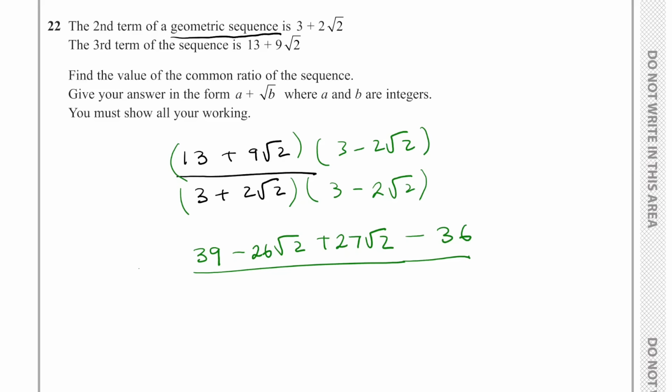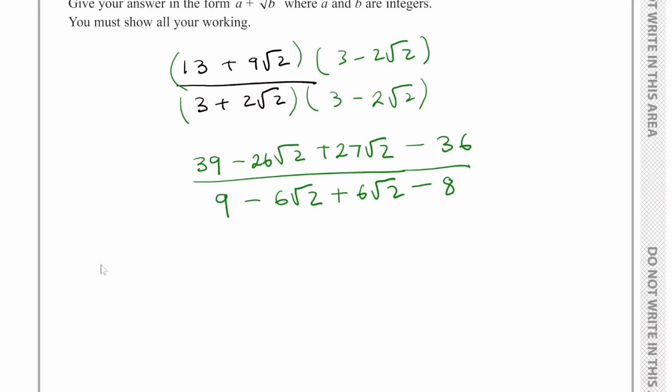And the bottom, 3 3's make 9. 3 times negative 2 root 2, negative 6 root 2. 2 root 2 times 3 is 6 root 2. They're going to cancel out, and that's why we times by the same thing, but with the different sign. And then 2 root 2 times negative 2 root 2 is going to be negative. 2 2's are 4. Root 2 times root 2 is 2. So 4 times 2 is 8.